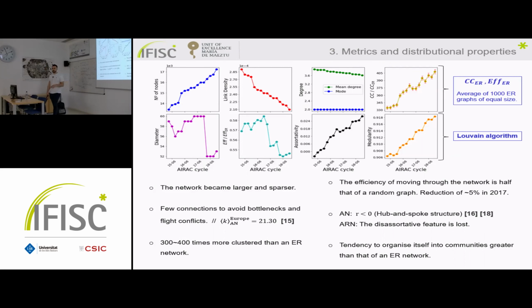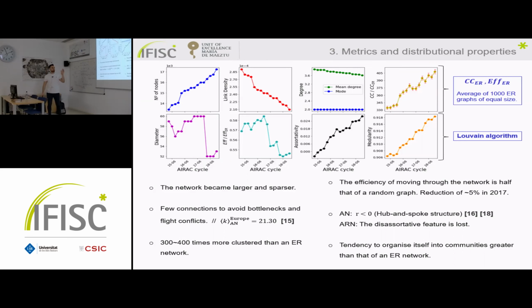In order to analyze the clustering coefficient and the efficiency, we used the normalized quantities by considering an average of 1,000 random networks. First of all, we observe an increase in the clustering coefficient, meaning that the inclusion of new links has favored the formation of triangles. And secondly, a significant reduction in the efficiency of the network around 2017.